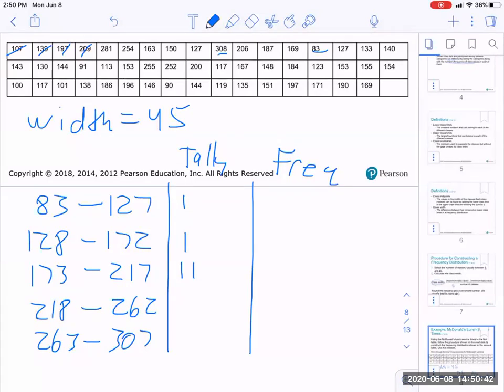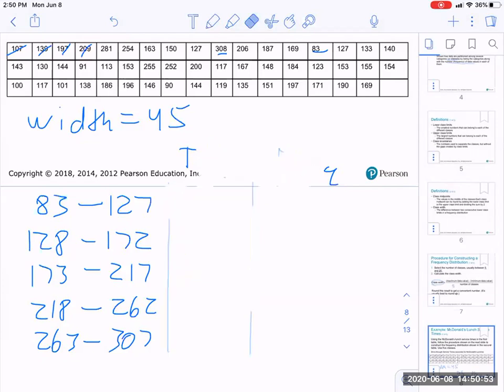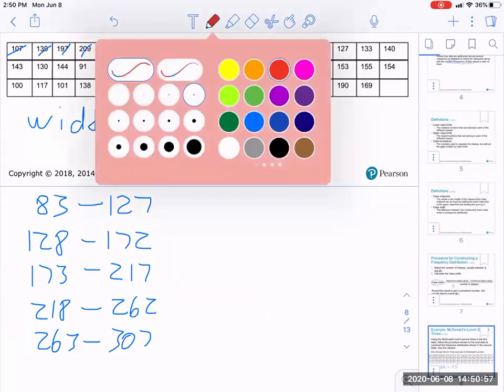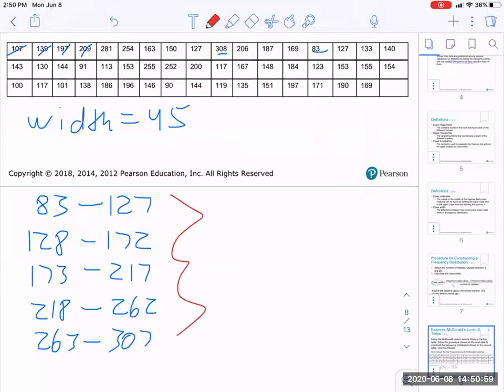Now I'm going to stop because I'm not going to fill this out. Because here's why. Let me erase this. Look at these classes that I created. These are really ugly numbers.